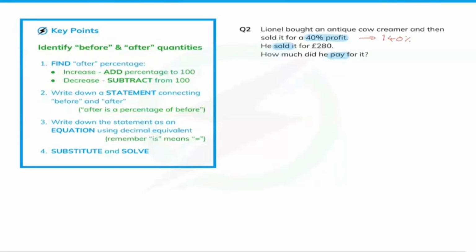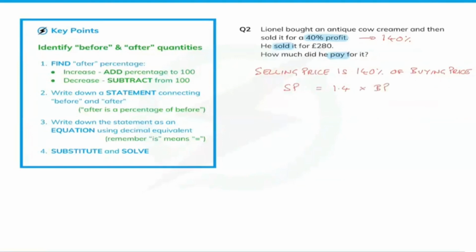And our statement is, well, we've got his selling price is 140% of the buying price. And that sums up his transaction very neatly, and we turn that into an equation. So the selling price equals 140% divided by 100, which is 1.4, times the buying price.